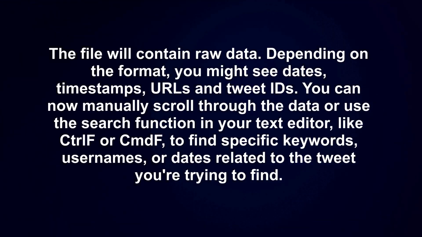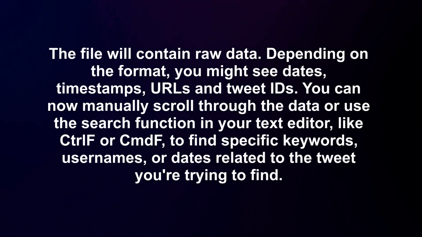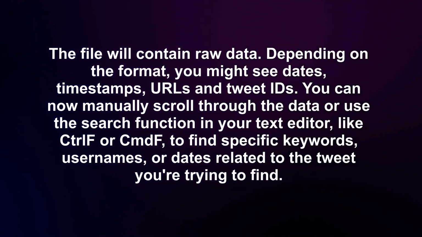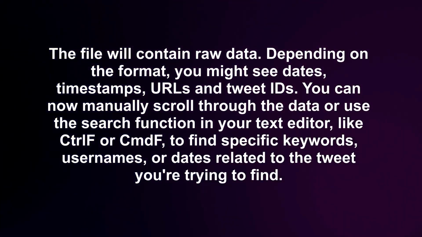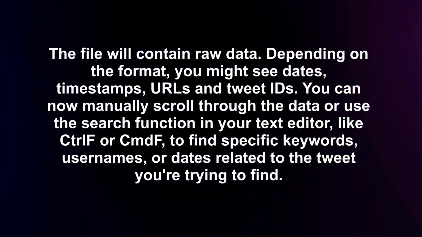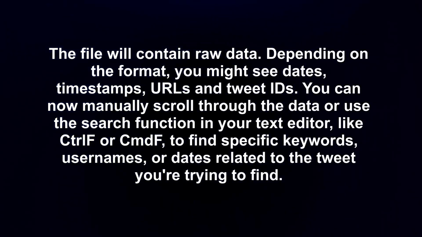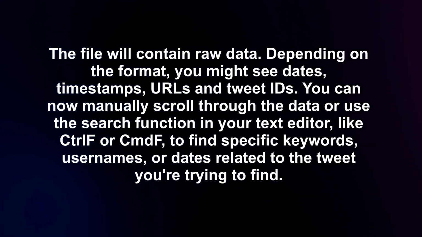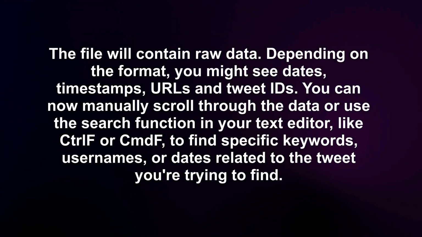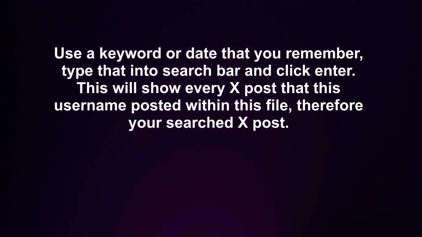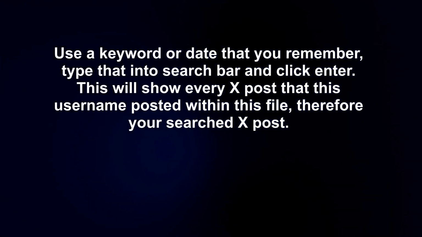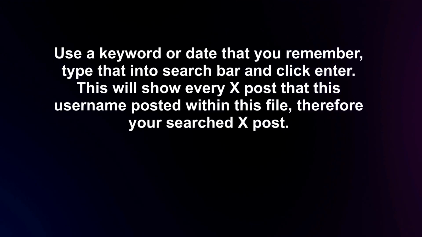Depending on the format, you might see dates, timestamps, URLs, and tweet IDs. You can now manually scroll through the data or use the search function in your text editor, like Ctrl+F or Cmd+F, to find specific keywords, usernames, or dates related to the tweet you're trying to find. Use a keyword or date that you remember, type that into the search bar and click enter. This will show every X post that this username posted within this file, including your searched X post.